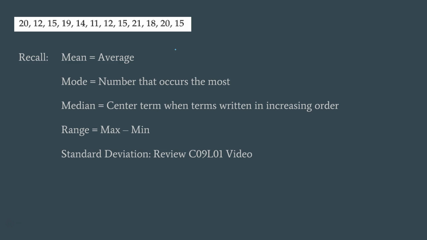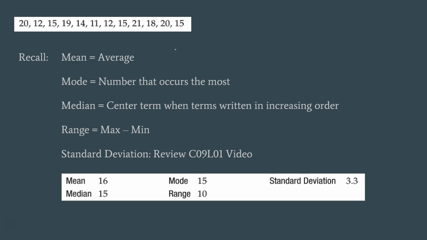So let's just go ahead and recall some of the definitions so you can remember. Our mean is going to be our average. We add them all together, and depending on how many numbers I have, I divide that. That will give me my mean. My mode is going to be the number that occurs the most. The median is the middle term when the terms are written in increasing order, so small numbers to bigger numbers. Our range is always our max minus our minimum. And our standard deviation, if you need to recall that, make sure you watch this week's video, Lesson 1.